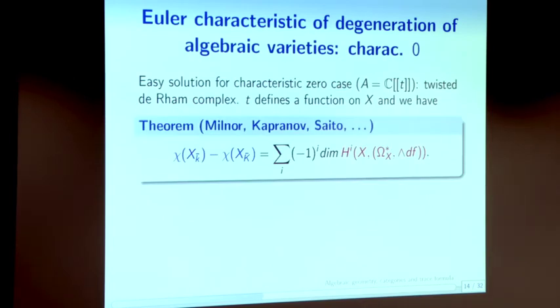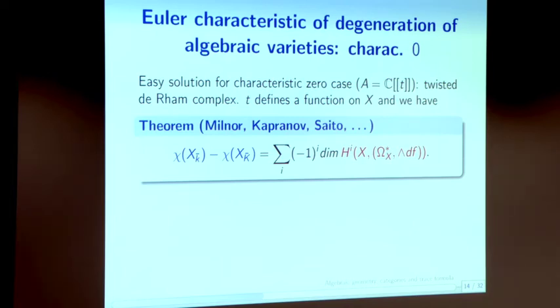So there is a solution to this problem over the complex numbers, which comes back to Milnor. It goes back to Milnor, and the version I'm writing here, I think, is due to Kapranov, and there is an independent proof by Saito. And there are more recent results telling you that this is true in a stronger sense, not only at the level of Euler characteristic, but maybe individually on the cohomology groups.